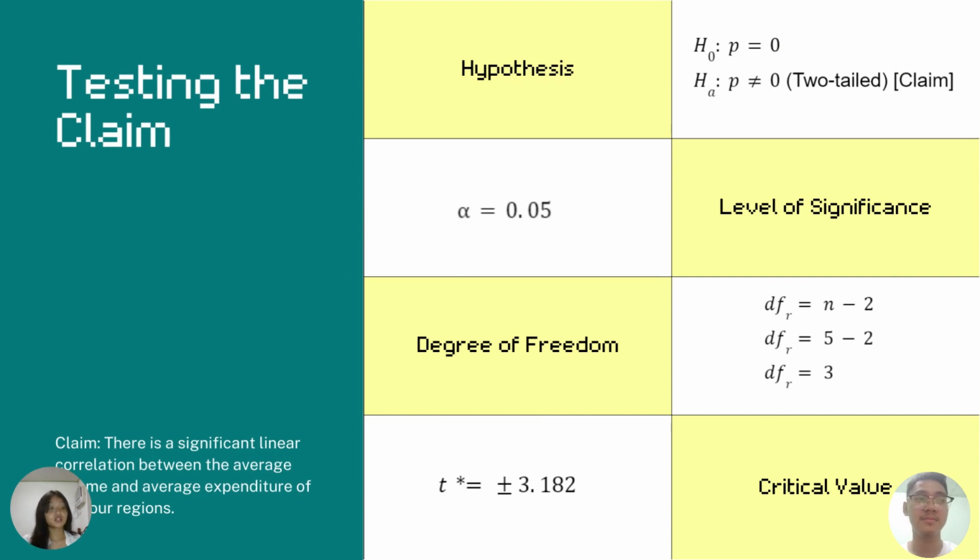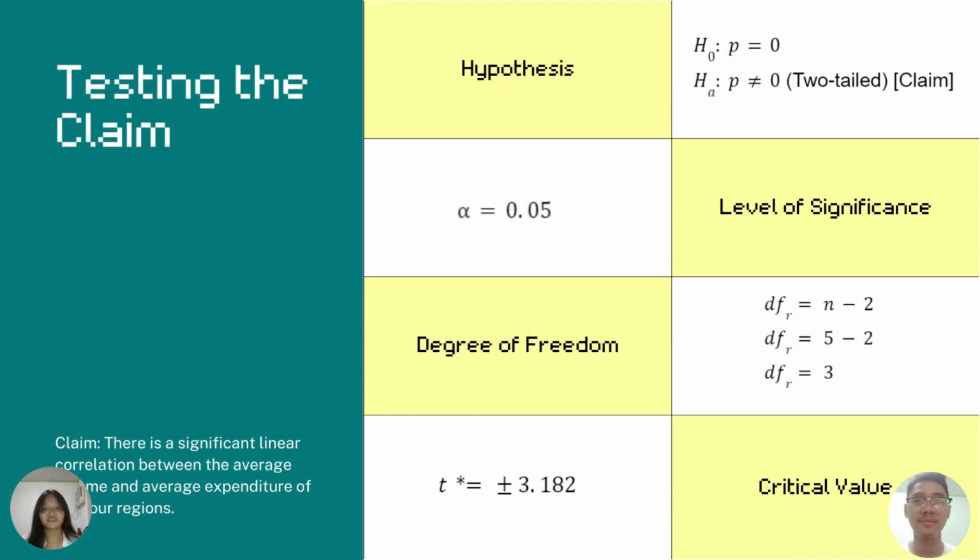So our null hypothesis is rho equals 0, and our alternative hypothesis is rho is not equal to 0. So it is two-tailed, and that is our claim. And our level of significance is 0.05.